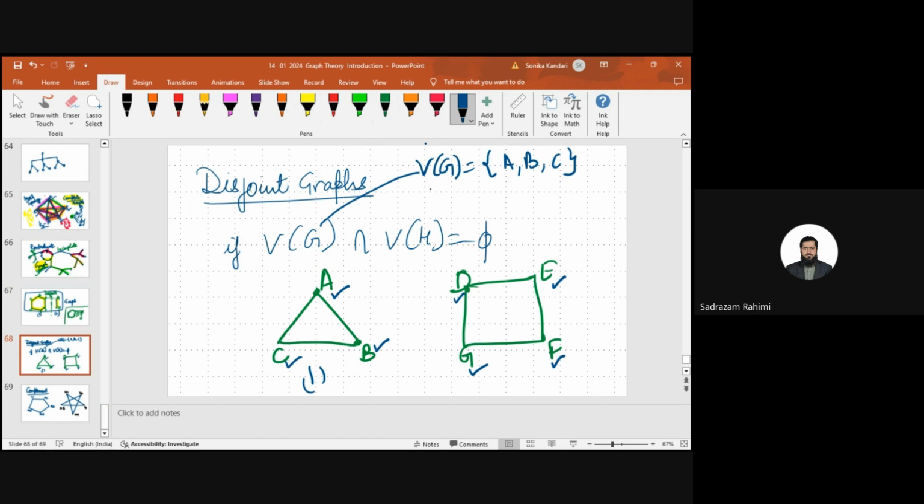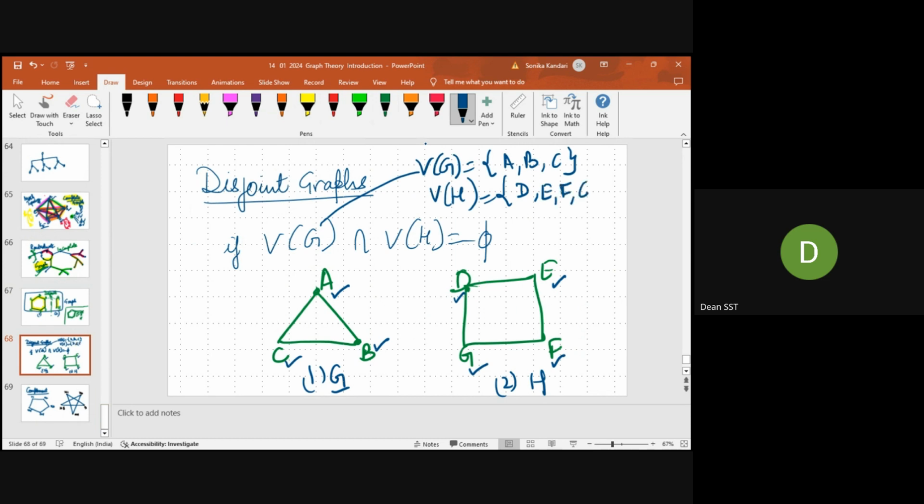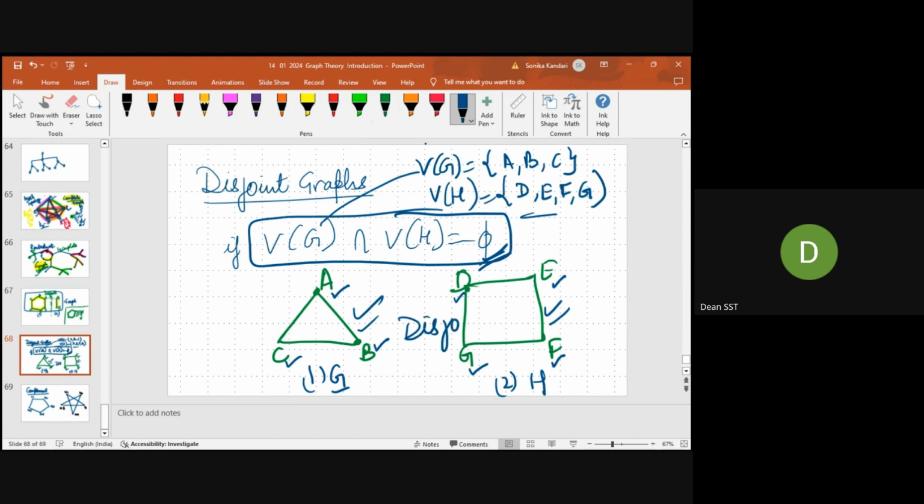And what is the vertex set of another graph? This is the graph G. This is the second graph, H. So the vertex set is D, E, F, and G. Fine. So is there anything common? No. That is why it is the null set. When there is nothing common, then we can say these are disjoint graphs. You can represent G here, H here in the Venn diagram.